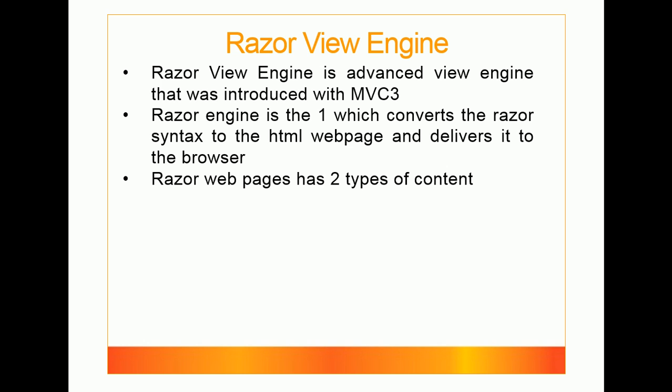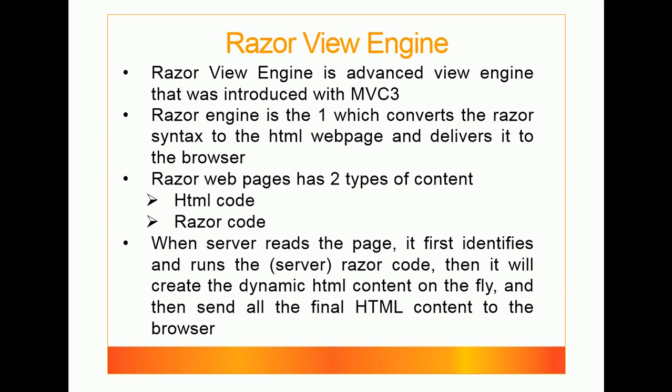Okay, so normally these Razor web pages have two types of content: one is HTML code and the other is Razor code. Whenever the server reads this page, it first identifies and runs the server code, or Razor code, and then it creates the dynamic HTML content on the fly, and then sends all the final generated HTML markup content to the browser. Okay, so this is how the Razor view engine works.